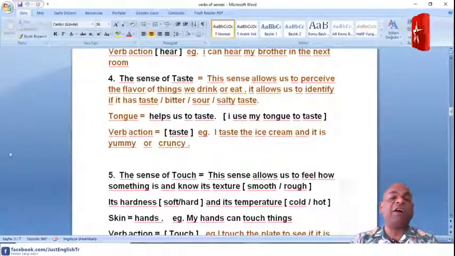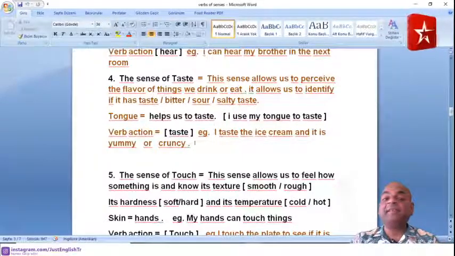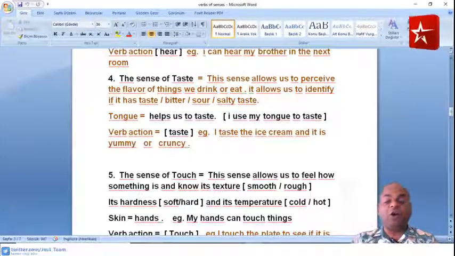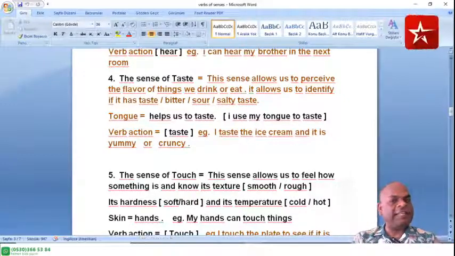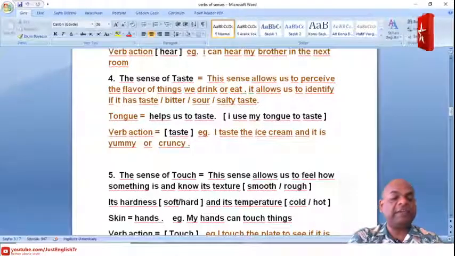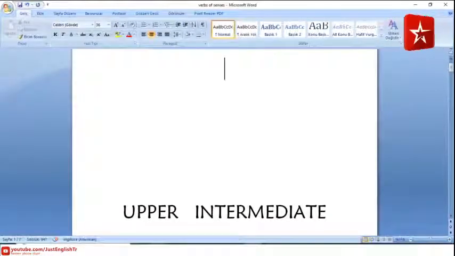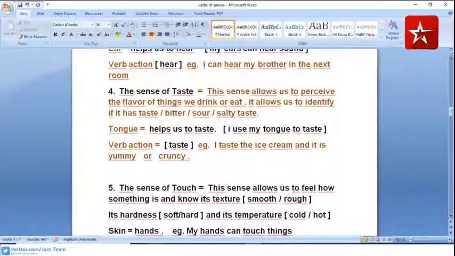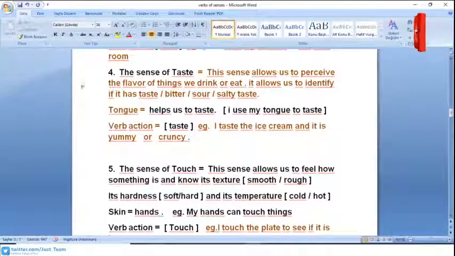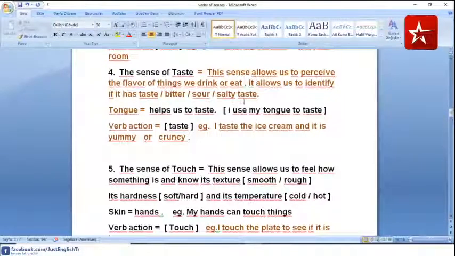It allows us to identify if it has a bitter taste, sour, or a salty taste. Now that is all about the sense of taste. Guys, would you like to tell me about the sense of taste we just talked about? Here it says, this sense allows us to perceive the flavor of things we drink or eat. It allows us to identify if it has a bitter taste, sour taste, or a salty taste.